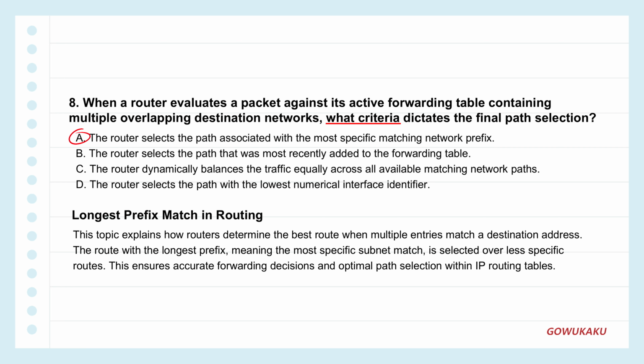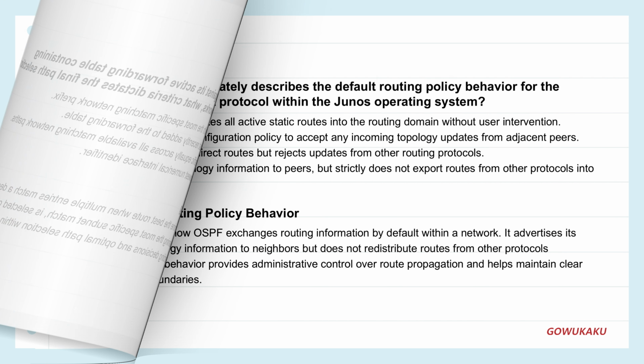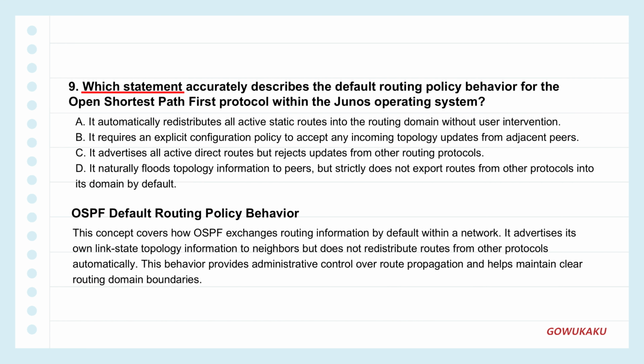Cool. So to understand where these complex maps come from in the first place, let's zoom in on one of the most common dynamic protocols out there. Let's do it. Question 9. Which statement accurately describes the default routing policy behavior for the open shortest path first protocol within the Junos operating system? OSPF. Let's hear the options.